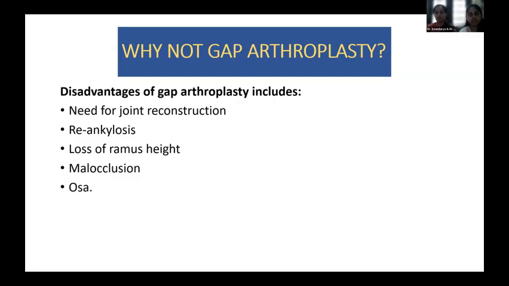Re-ankylosis can also occur after gap arthroplasty because there is no interpositional material in between. There is loss of ramus height, as I suggested, because we remove a big chunk of bone, that is, the ankylosed segment. Then malocclusion, and since this case is bilateral TMJ ankylosis, it can also lead to obstructive sleep apnea.